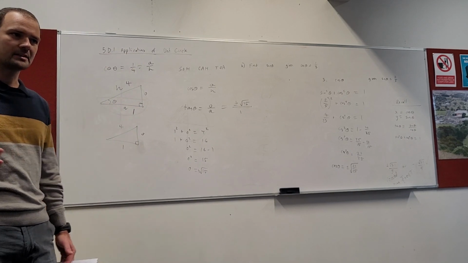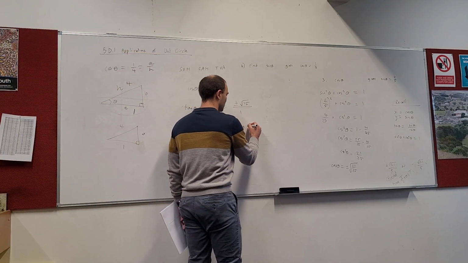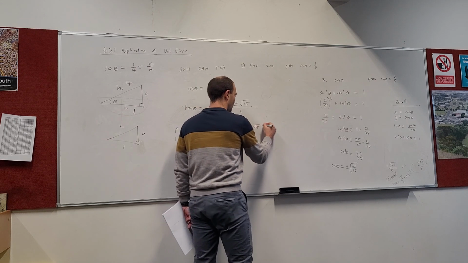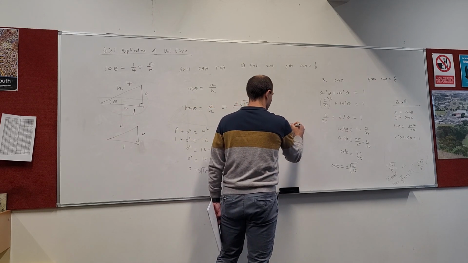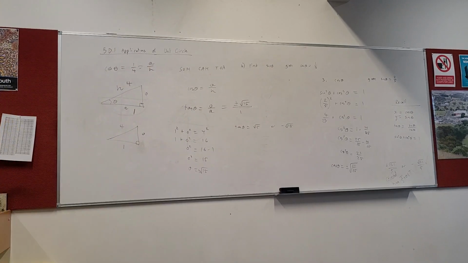So we're ready to answer it. Tan theta is plus root 15, or minus root 15, because it's on top of 1. We don't need to write the denominator of 1.